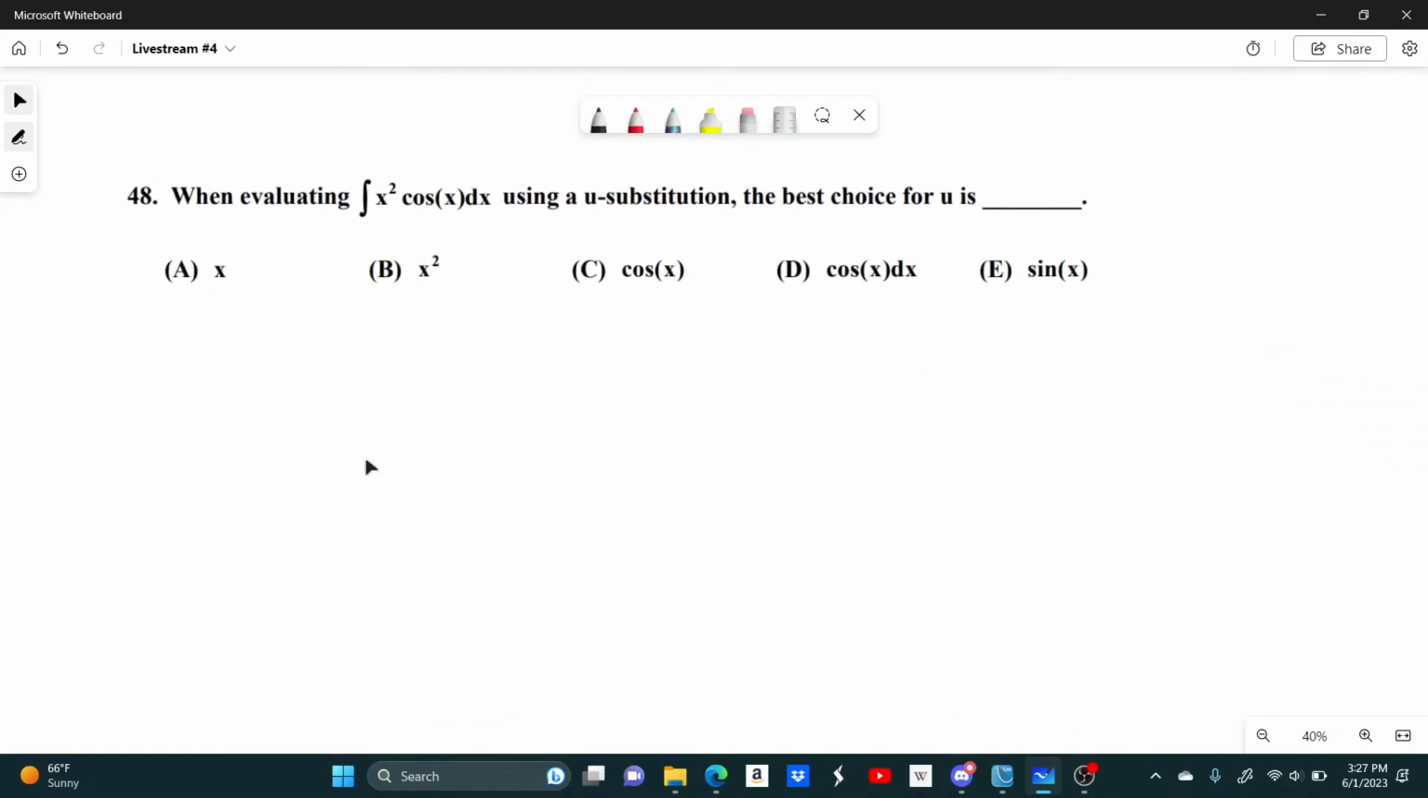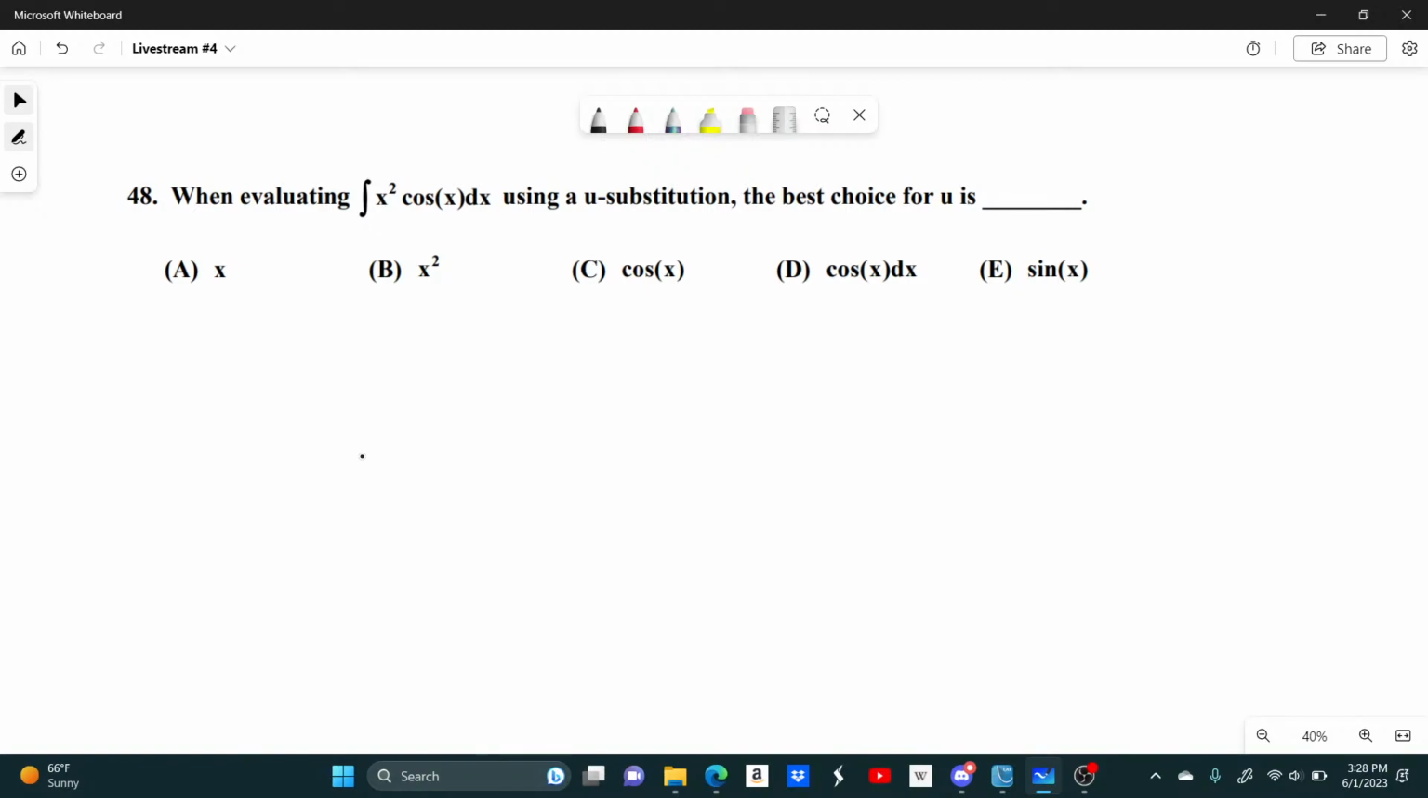Okay, it says 48. When evaluating the integral of x squared cosine x dx using a u substitution, the best choice for u is what? Okay, so for those of you that have taken Calc BC, you'll realize that this isn't actually a u substitution. This is integration by parts. I don't know if this is some technicality I'm not aware of, or if this is a typo. But in reality, this is actually integration by parts. But luckily, the u stays the same. You still have u's in integration by parts.